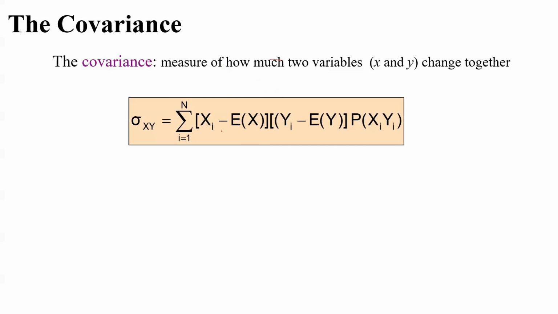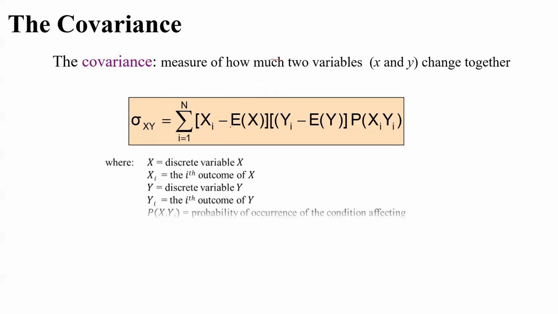The sum of (xi minus E(X), the expected mean value) multiplied by (y minus the expected mean value of y), and then multiplied by P(xy), the probability. Now this is the explanation for every variable, which I just mentioned.